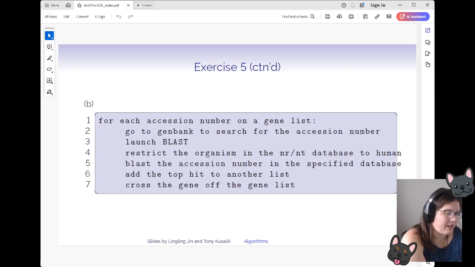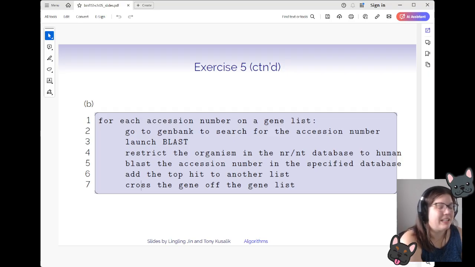So our input is going to be our gene list that we have with all of our accession numbers on it. You might want to say that we would need something like a computer to actually do those searching. That would be an okay answer for that as well. And then our output is going to be a new list where it has all the top hits. So it's not going to be the gene list. It's going to be the top hits.